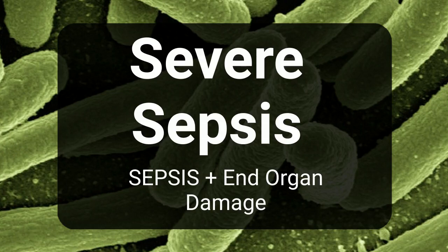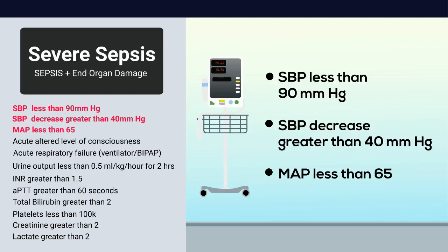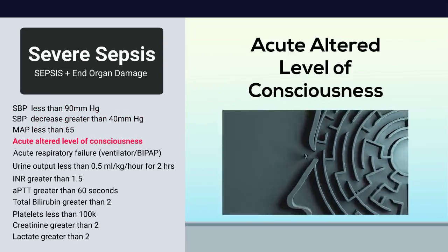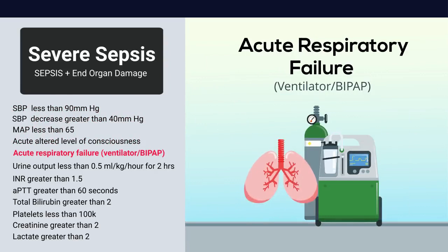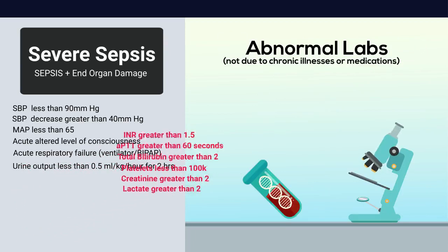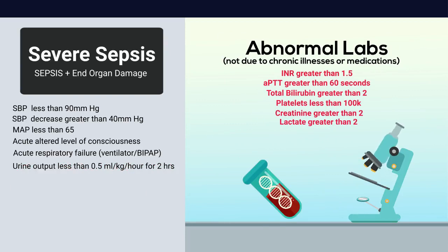At this time, the patient may present with systolic blood pressure less than 90, systolic blood pressure decrease of greater than 40 millimeters mercury, MAP less than 65, acute altered level of consciousness or sudden confusion, acute respiratory failure requiring mechanical ventilation or BiPAP, decrease in urine output less than 0.5 ml per kilogram per hour for 2 hours, and abnormal lab values not related to chronic illnesses or medications. These are your INR greater than 1.5, PTT greater than 60, total bili greater than 2, platelet less than 100K, creatinine greater than 2, and lactic acid greater than 2.